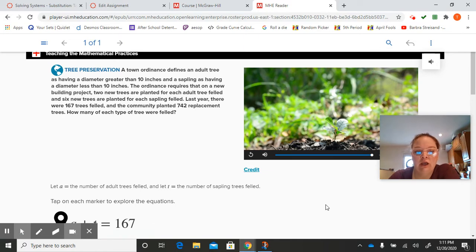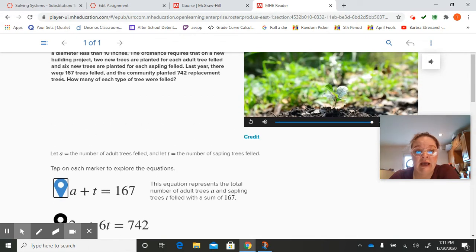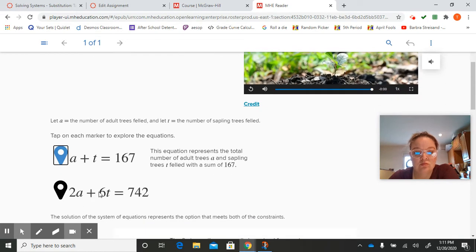We're going to let A equal the number of adult trees felled and T equal the number of sapling trees felled. So that means that A plus T equals 167. This equation represents the total number of adult trees A and sapling trees T felled with a sum of 167. Because remember, it said that 167 trees were felled. Some of them were adults, some of them were saplings.